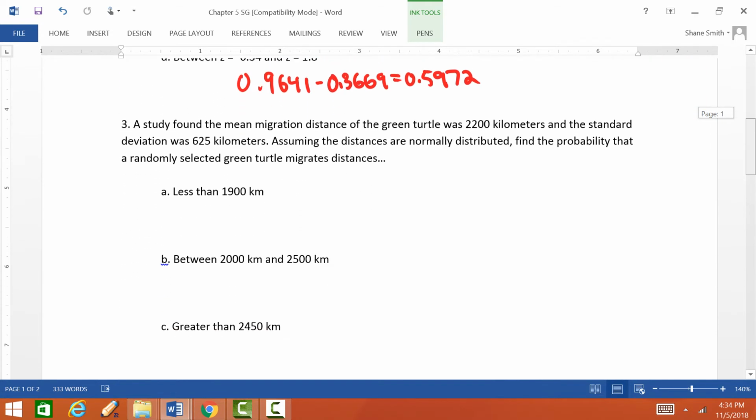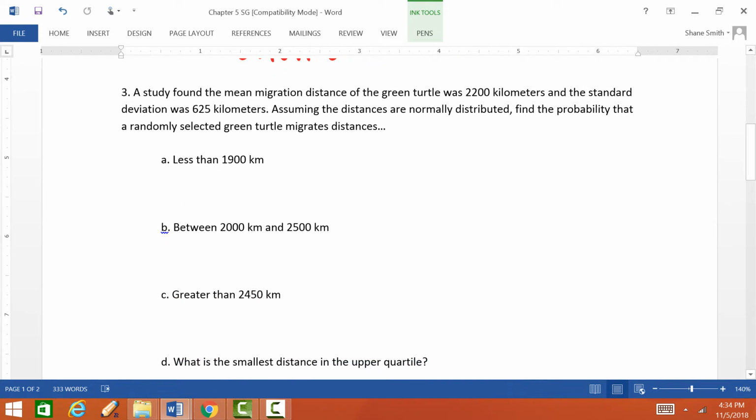All right, the next set of problems is about these green turtles who have a mean of 2,200. So the mean for all of these problems is 2,200, and the standard deviation is 625. We're going to be using that for all of these problems. We're assuming a normal distribution, so we can use our blue table. Find the probability that a randomly selected green turtle migrates distances.